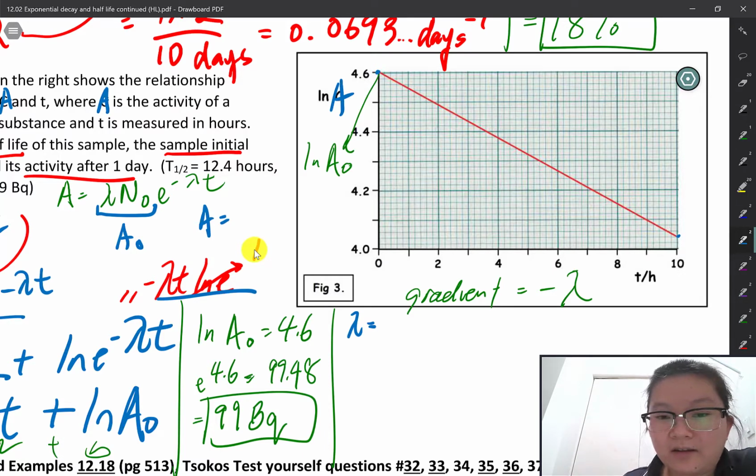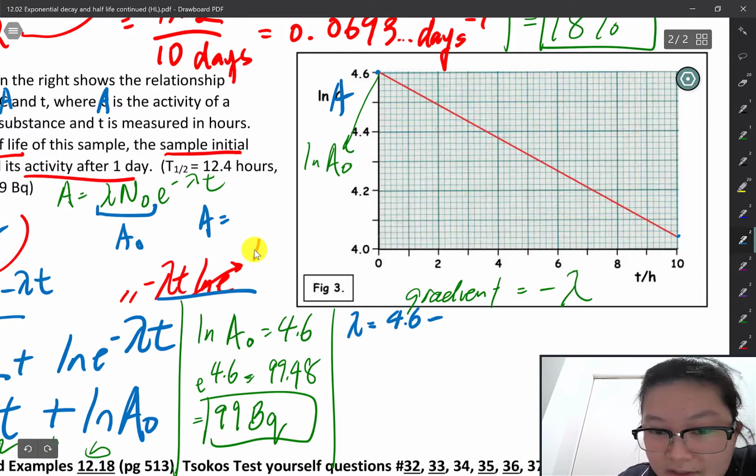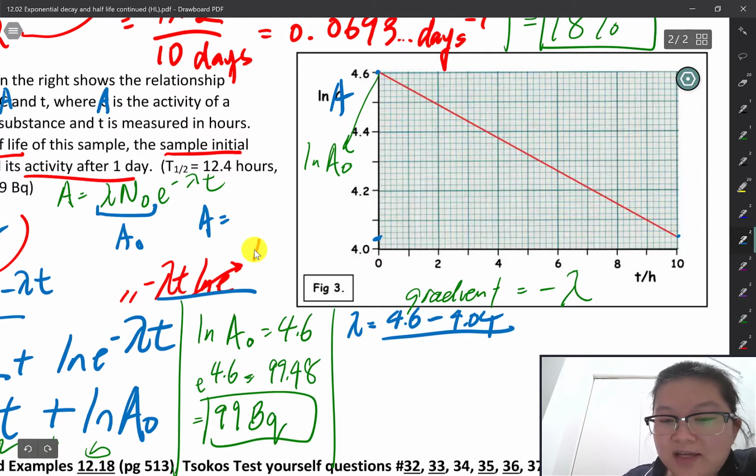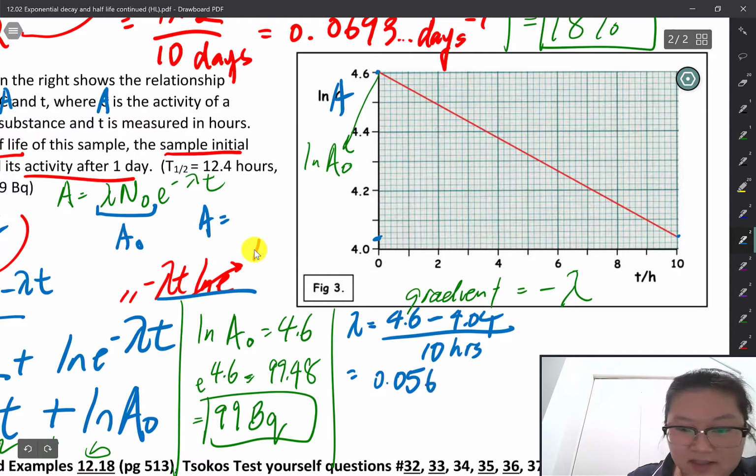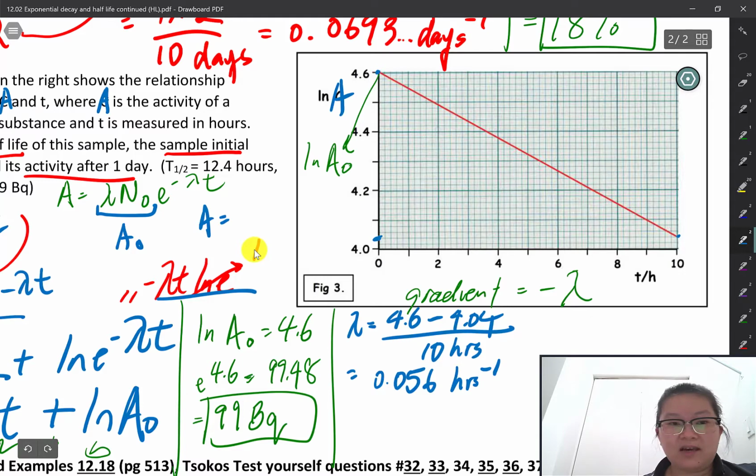So to calculate the decay constant, not caring about the negative sign, I'm going to take the height of this triangle, which is essentially 4.6 minus whatever this is over here. This is 4.04, okay? And then divided by the base of the triangle, which is all the way to 10 hours. This is going to give us 0.056 hours to the -1. So that's our decay constant.